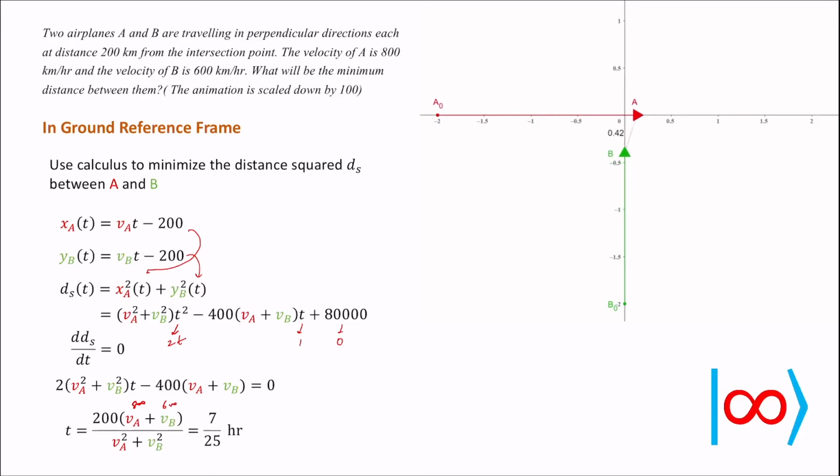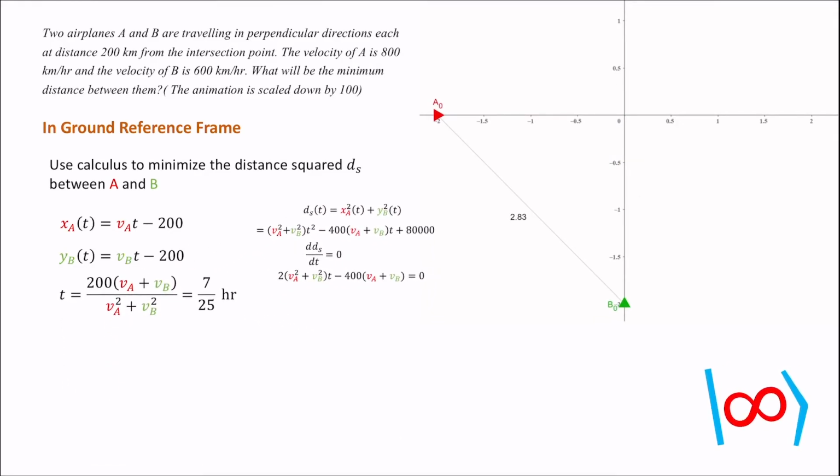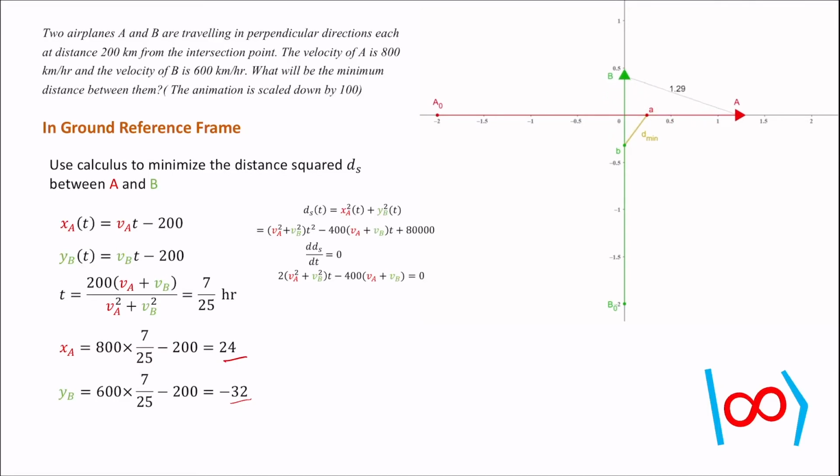When we substitute this time into the equations of the positions, we get the locations of the planes when they are closest to each other. Therefore, the minimum distance is 40 km. This concludes the first solution to the problem.